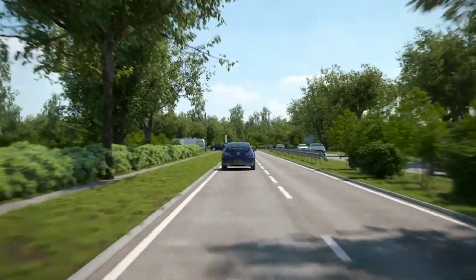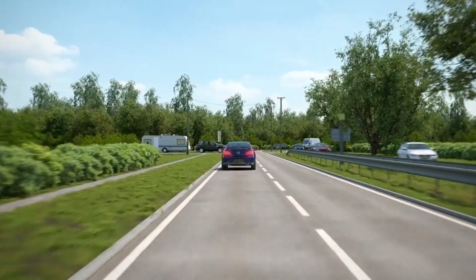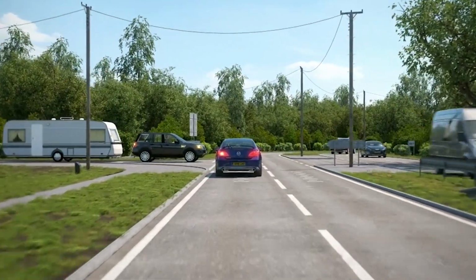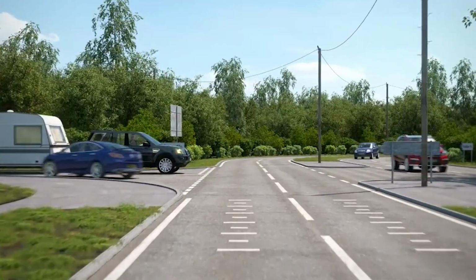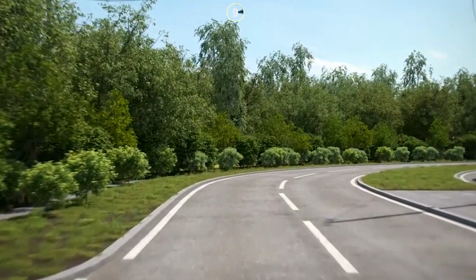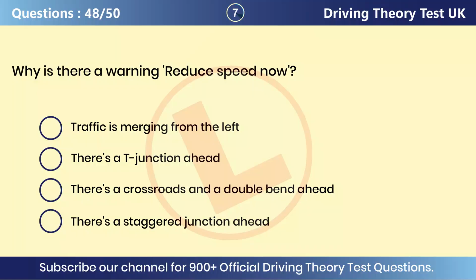Question 48. Why is there a warning, reduce speed now? A. Traffic is merging from the left. B. There's a T-junction ahead. C. There's a crossroads and a double bend ahead. D. There's a staggered junction ahead. C. There's a crossroads and a double bend ahead.